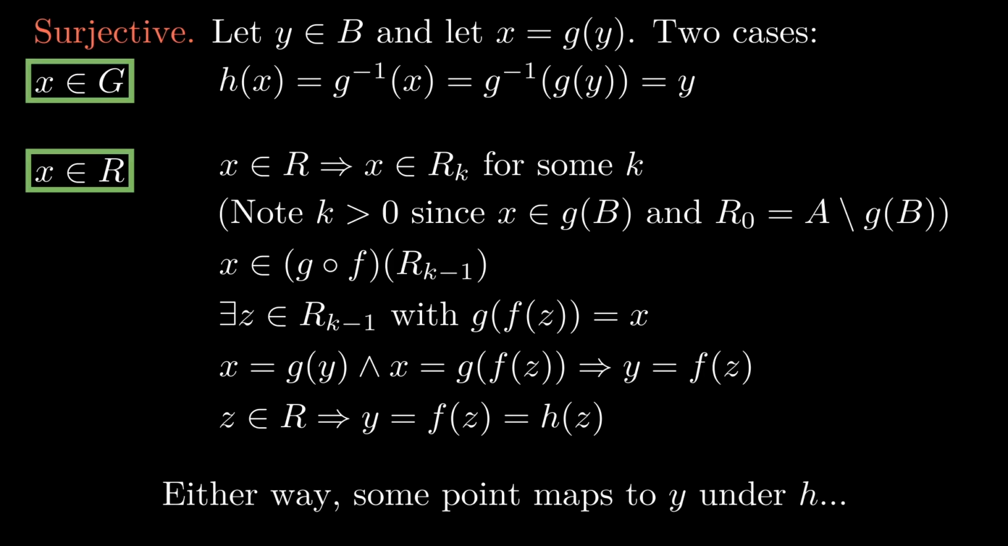Now remember, Rk, if k is bigger than 0, was defined to be G composed with f applied to Rk minus 1. X is in that set. Therefore, there is some z in Rk minus 1 with g of f of z equals x. Now what do we have? X is g of y, and x is g of f of z. And remember that g is injective, therefore y equals f of z. Since z is in R, f of z and h of z are the same by definition, and therefore h of z is y. So note that in either of these two cases, there's some point that maps to y under h, and we're done.